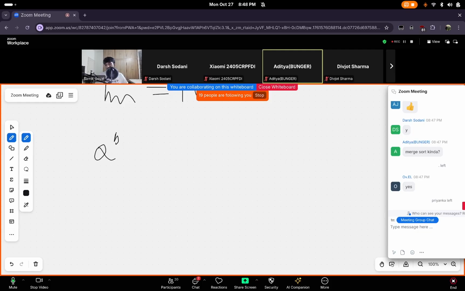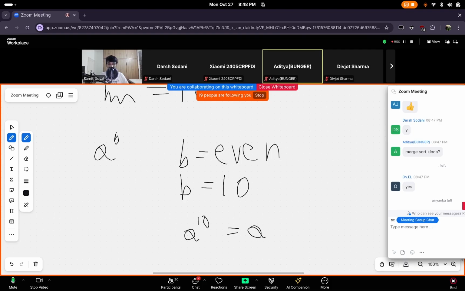So the trick here is that, say b is odd, or let's cover the even case first because I think that's simpler. So if b is even, then let's take an example here, right? Let's say b is 10. Then let me ask you, what if I just say I have a to the 10, right? Now that is the same as a to the 2 times 5. Now that is the same as a squared to the power of 5.